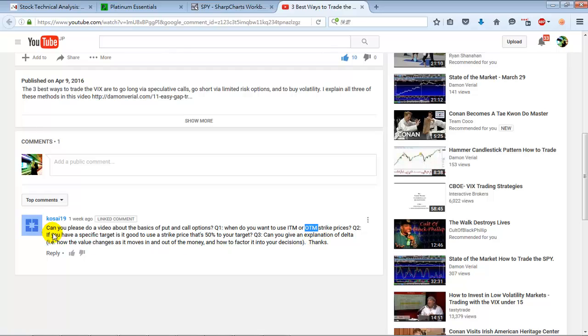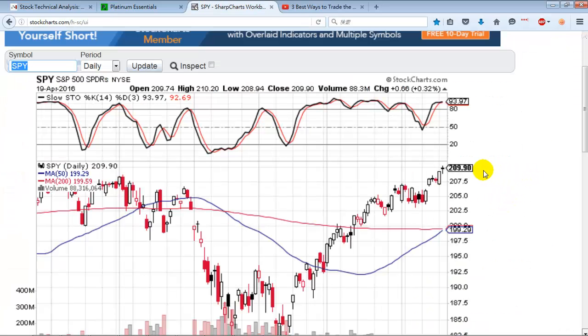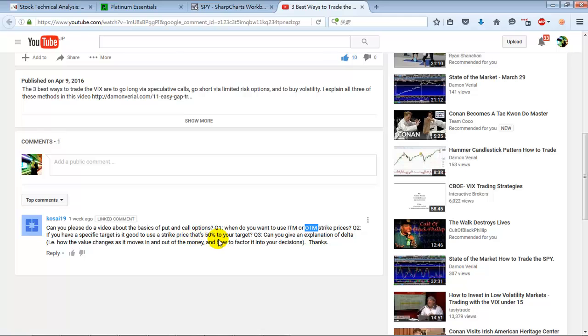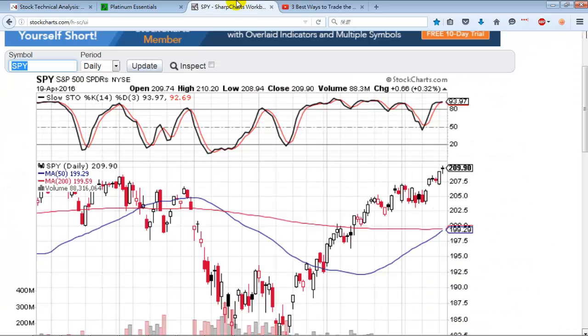Question 2. If you have a specific target, is it good to use a strike price that's 50% of your target? Okay, so let's say you have a specific target for the SPY, and you want the SPY to hit, let's say, 215. You believe it's going to hit 215 soon, and the question is, do you use a strike price that's 50% of your target?